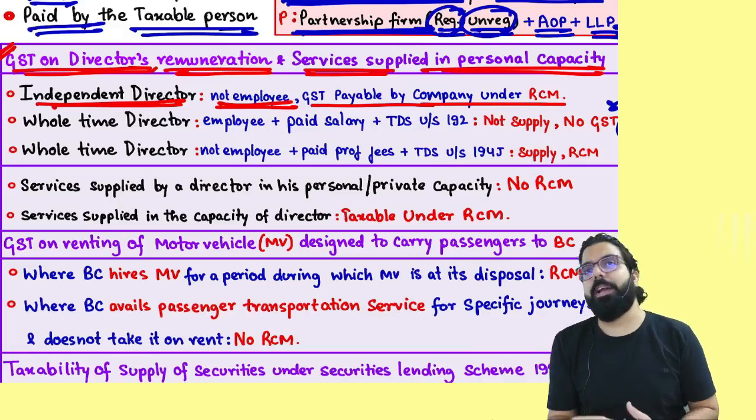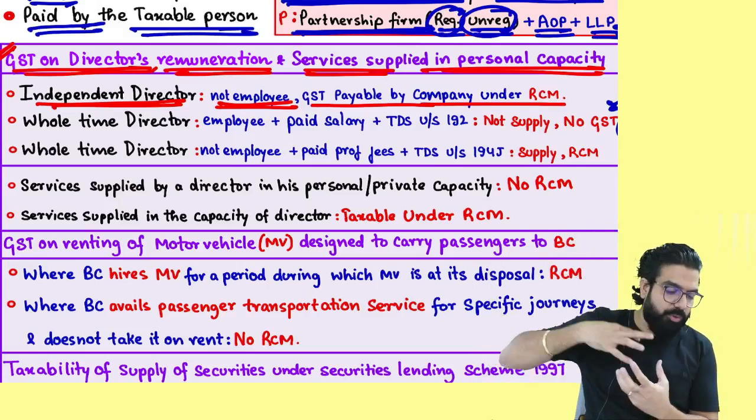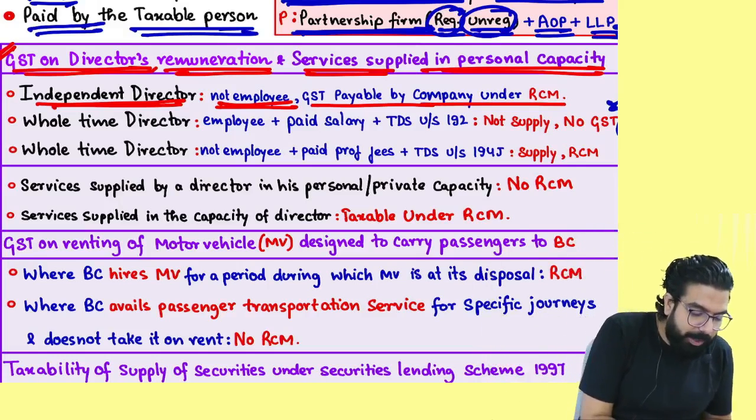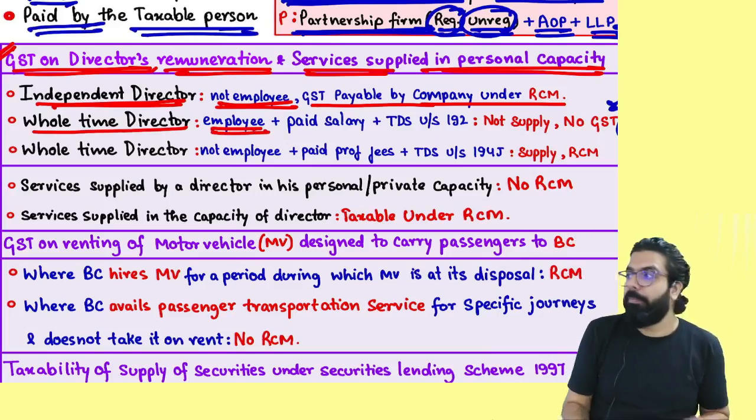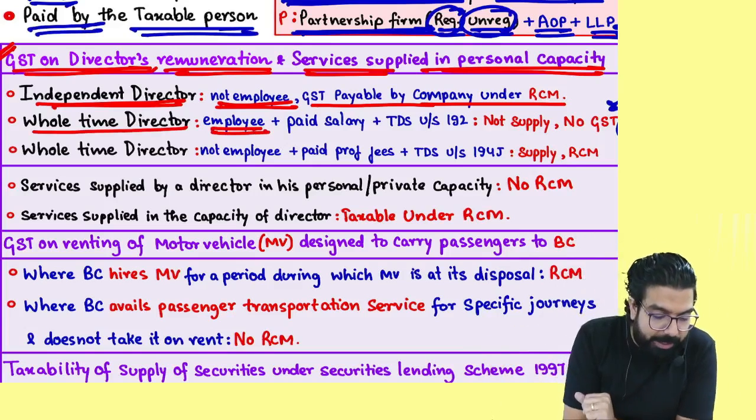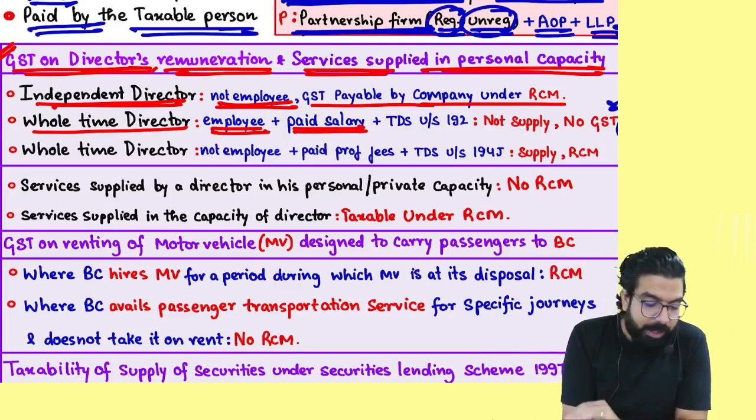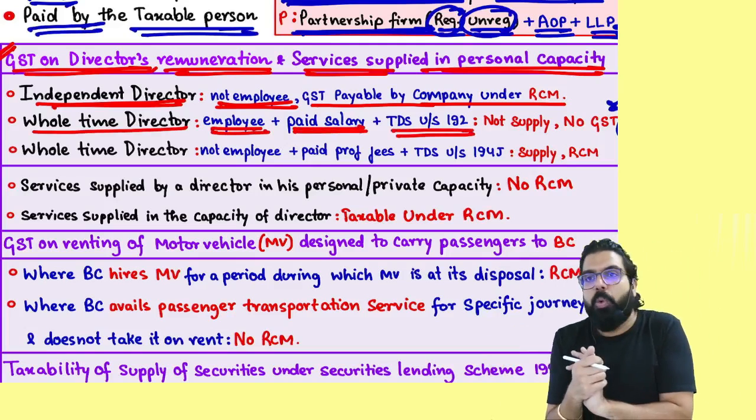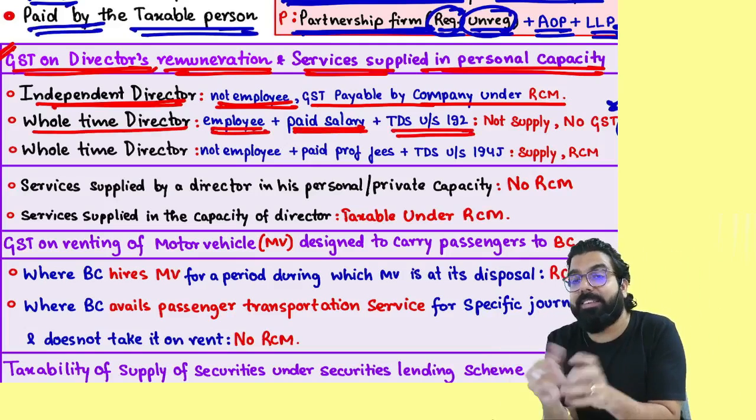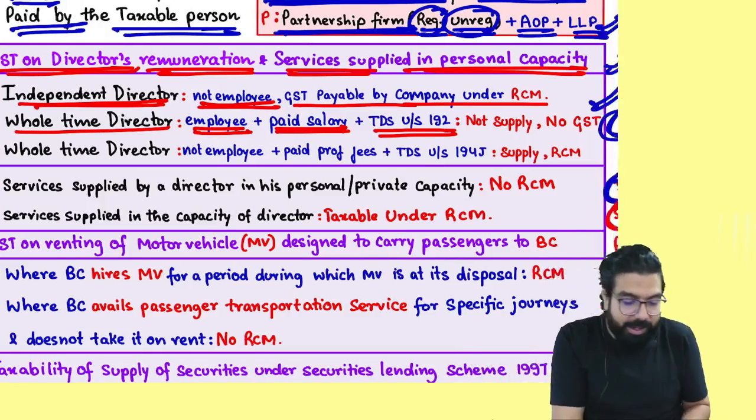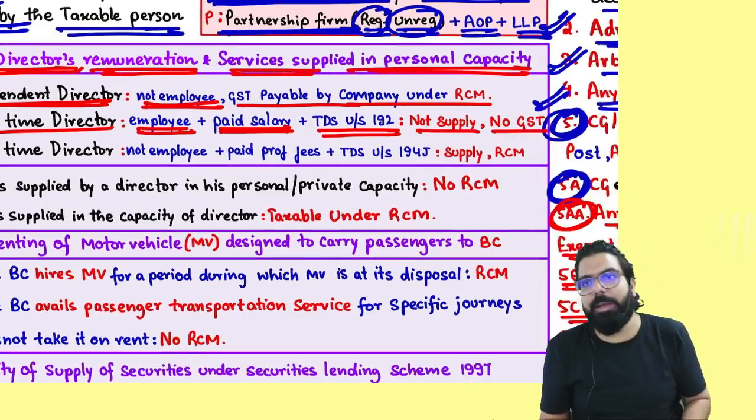Supposing there is a whole-time director. The whole-time director went ahead and gave services to the company. Remember one thing, if the whole-time director is an employee, when the company pays him the amount, what does the company pay? Salary. And TDS is done under section 192, which means it's a salary. On salary payment there is no GST. Hence, it is not a supply, and no GST is payable.